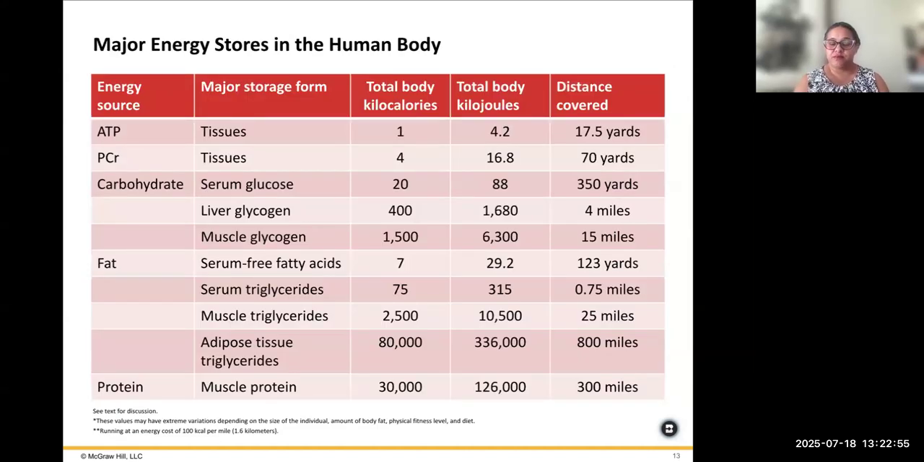So energy source, ATP is found in the tissues. Total body kilocalories is 1, kilojoules is 4.2, can cover a distance of 17.5 yards. PCR is also found in the tissues. Carbohydrate is found in various places. Fats are stored in various places in our bodies. And then proteins are mainly found in the muscles.